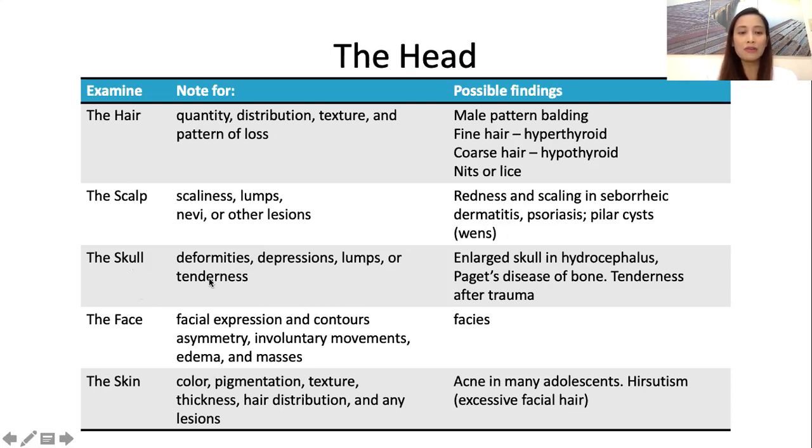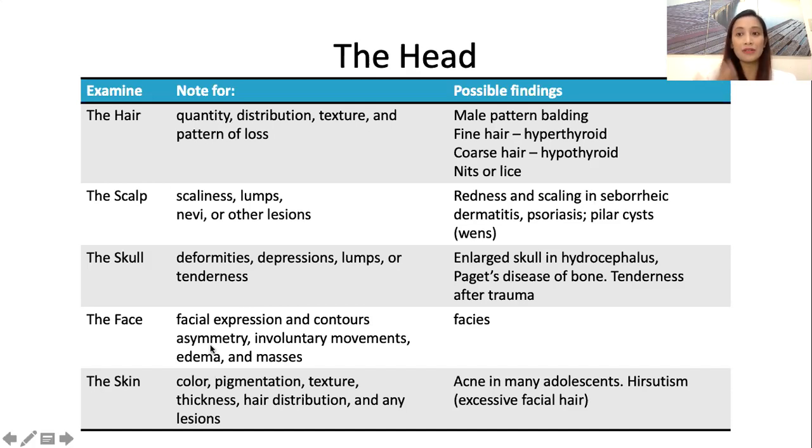In the skull, look for deformities, depressions, lumps, or tenderness. So in a child with an enlarged skull, that could be hydrocephalus. You can have also bone deformities in Paget's disease. And you can also have tenderness if the patient has experienced recent head trauma.